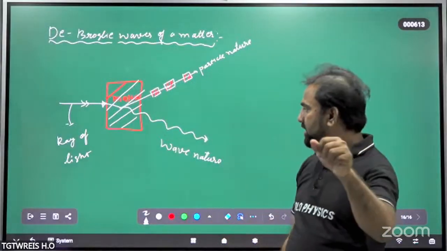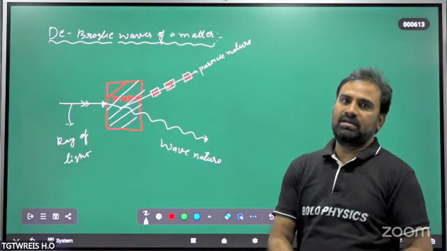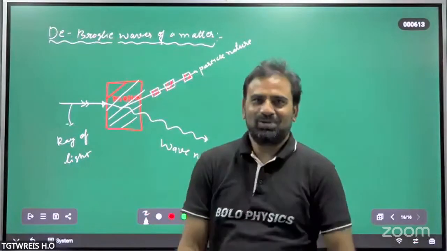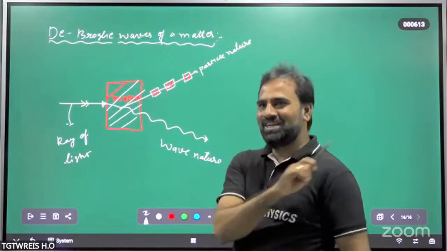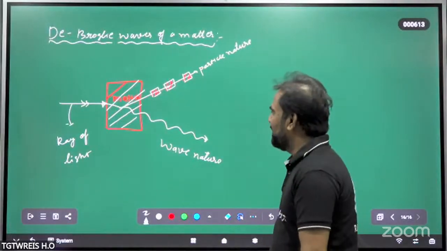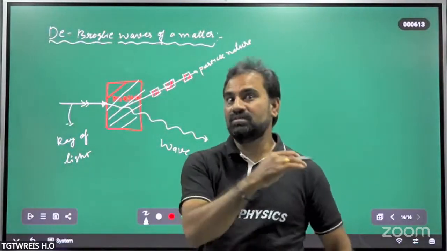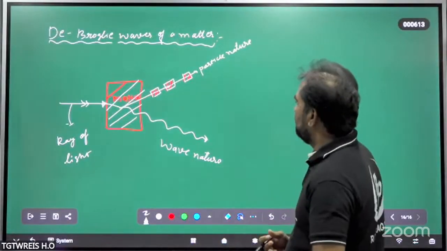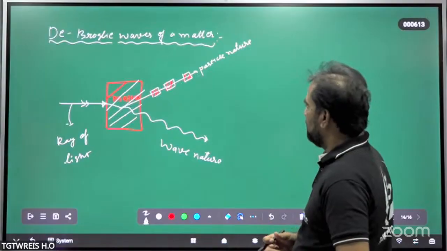When a ray of light interacts with the matter, sometimes it behaves like a particle nature, and sometimes like a wave nature. This dual nature of light is called the dual nature of light, and these waves were found by de Broglie. That's why these waves are called de Broglie waves.